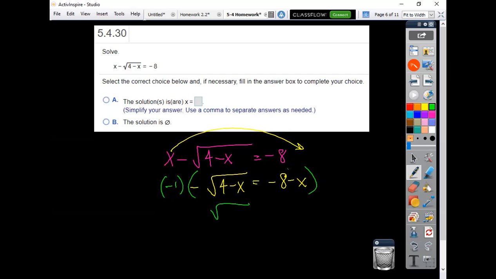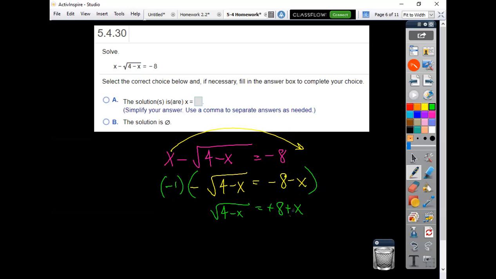Or you can think of adding this to the other side and all these back to this side would change their signs as well. We got to get rid of that square root. So these both turned into pluses there when I multiply by -1.